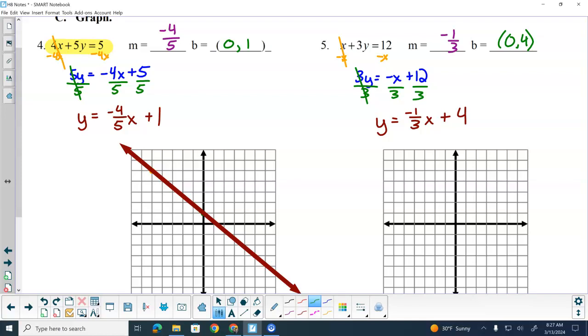Eric, how do I get to the point 0, 4? Go up. Up? How many? 4. Yep. Love it. Edwin, 2 directions, 2 numbers for a slope of negative 1/3. Yep.